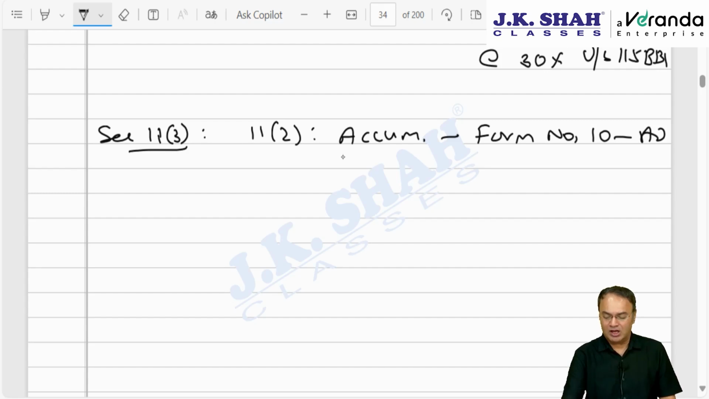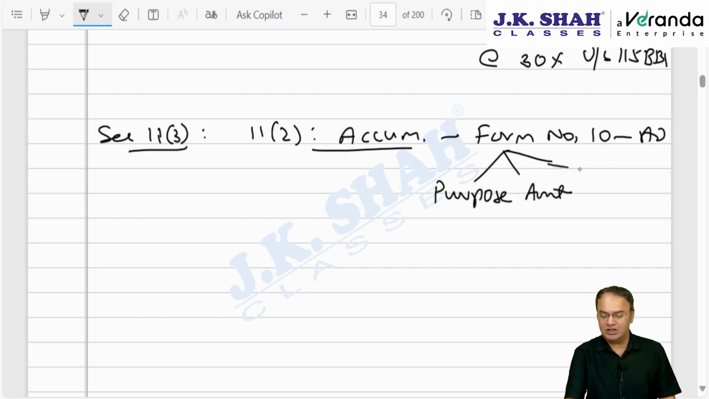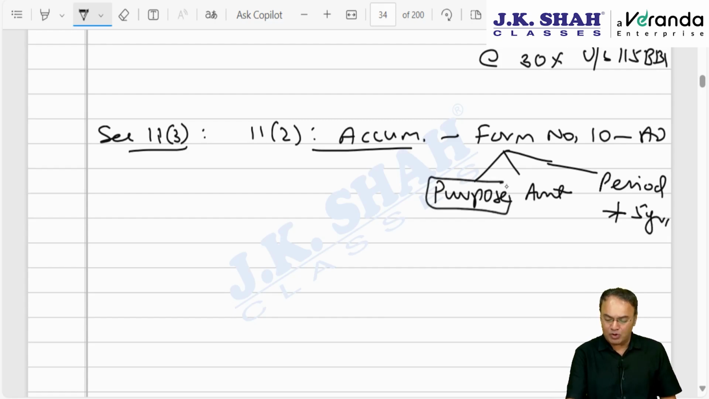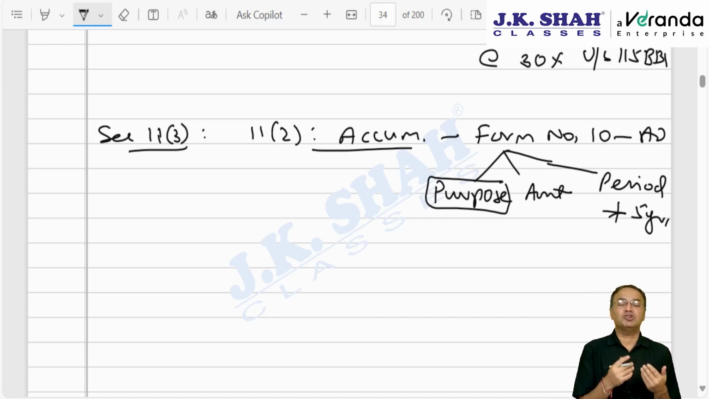In form number 10, accumulation is permissible provided 3 things are informed to the AO: purpose, which should be one of the approved objects, the amount that you are accumulating, and the period within which you will spend, and that period should not exceed 5 years at a time. You can specify 1 year, 2 year, 3 year, 4 year or 5 year. And the purpose should be within the approved object. Purpose can be changed with the permission of the AO if the AO permits by mentioning some other purpose.